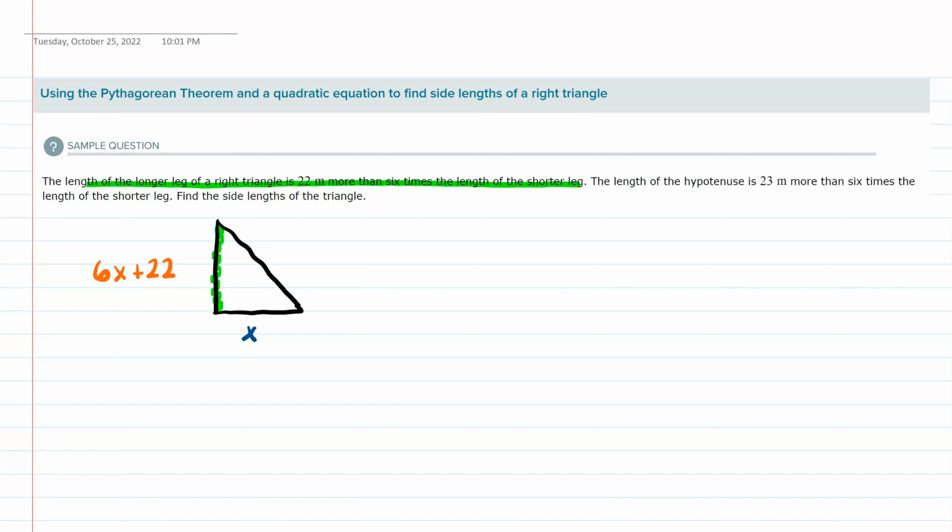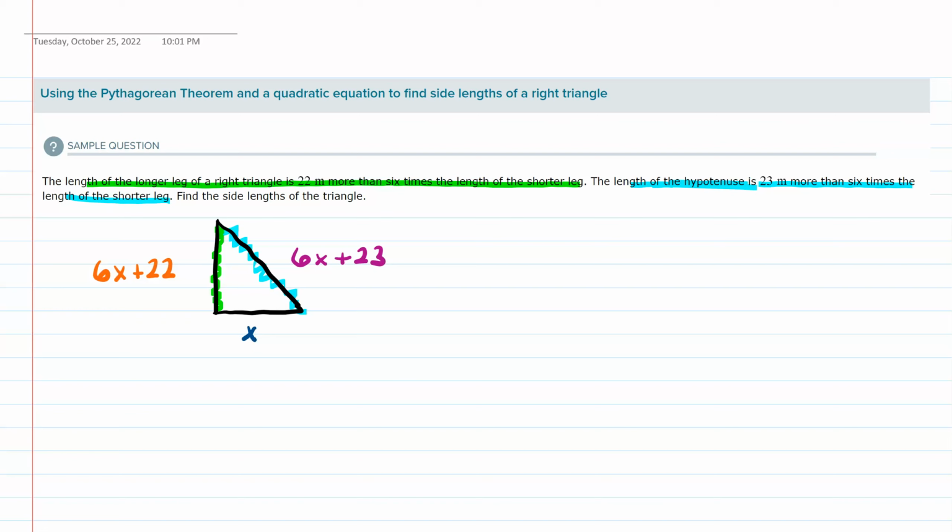So then what's the next sentence say? The next sentence says the length of the hypotenuse, so that's this one, is 23 more than 6 times the length of the shorter leg. So over here we have 6 times the length of the shorter leg plus 23, so 6x plus 23.